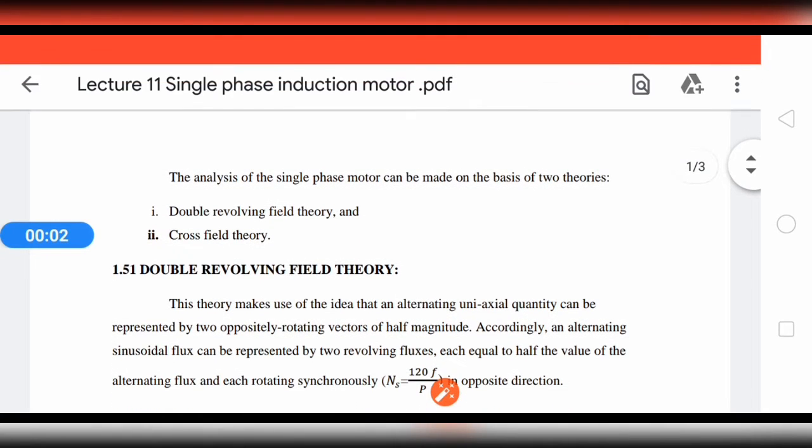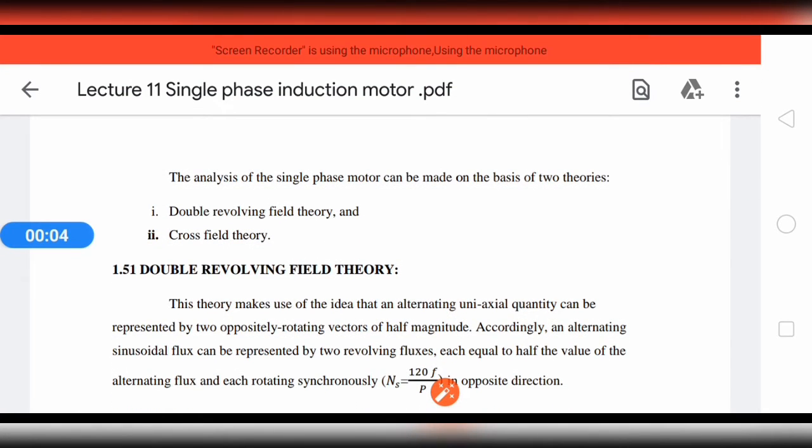Hello everyone. Today we are going to discuss lecture number 11 of single phase induction motor. In this lecture we will see how the pulsating magnetic field of single phase induction motor can be made rotating by using two theories. One of the theories is the double revolving field theory.